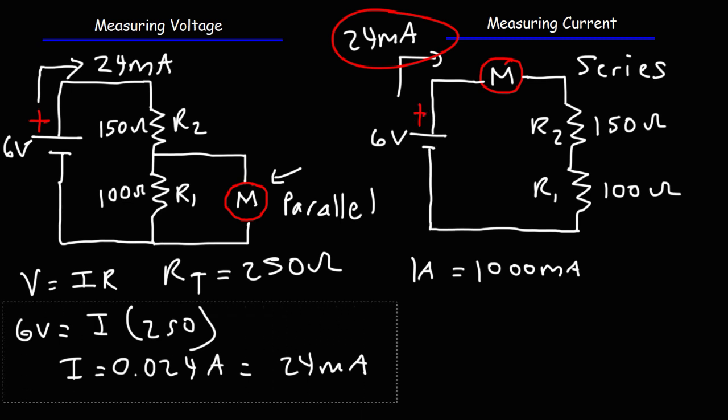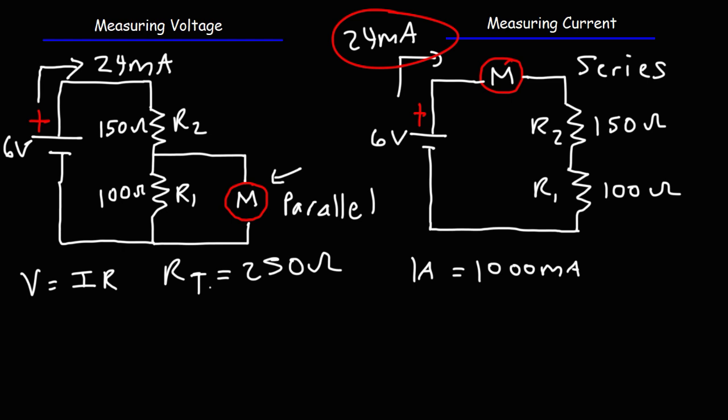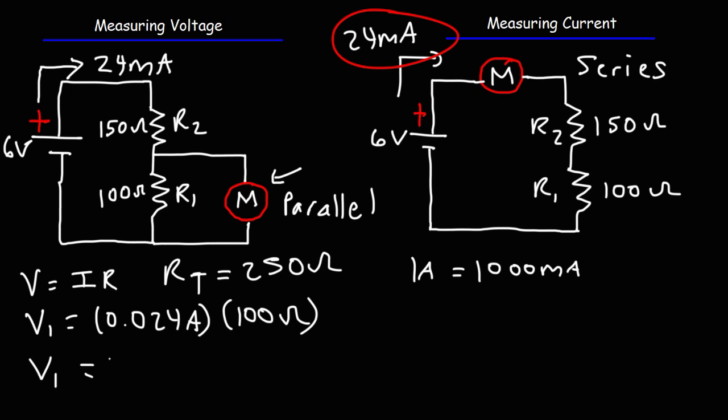So to calculate the voltage across R1, we could once again use Ohm's law, V equals IR. So the voltage across R1 is going to be the current that's flowing through it. That's 24 milliamps, which is 0.024 amps, times the resistance of R1, which is 100 ohms. So 100 times 0.024, so the voltage across R1, as read by the multimeter, will be 2.4 volts. So that's how you can calculate it.